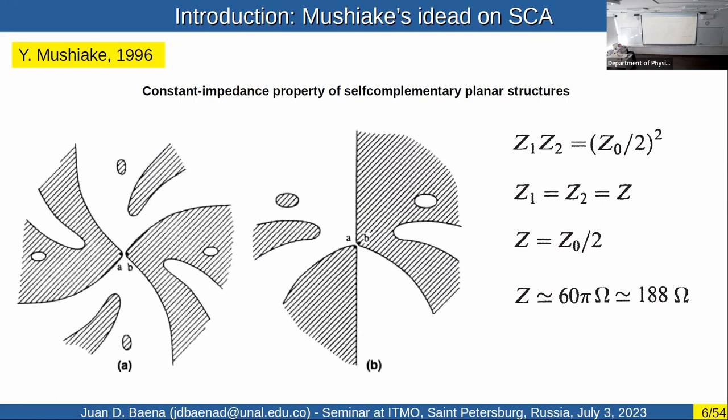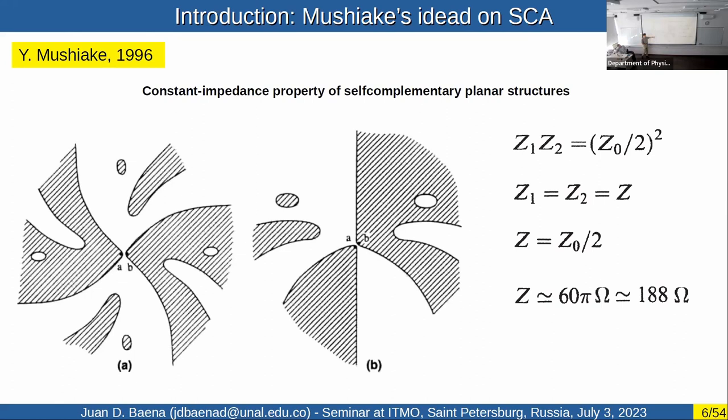I'm going to introduce now some examples of self-complementary geometry. The previous ones were a couple of structures. One of them could be the original one, the other one the complementary of the original one. In this case, both examples are self-complementary. If you interchange the perfect electric conductor with free space, you will get the same geometry except for a 90 degree rotation. In that sense, this is self-complementary. After the interchange of the two materials, free space and metal, it will become the same, but rotated 90 degrees.